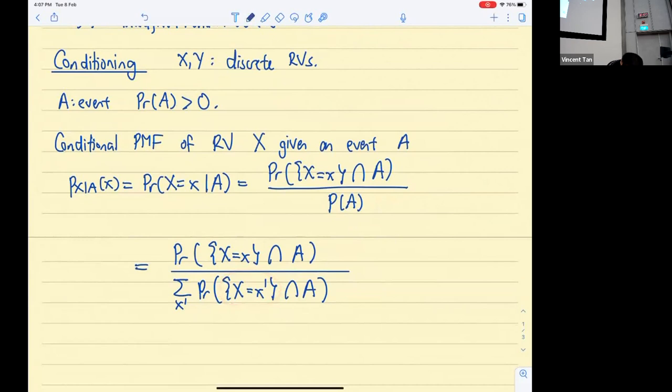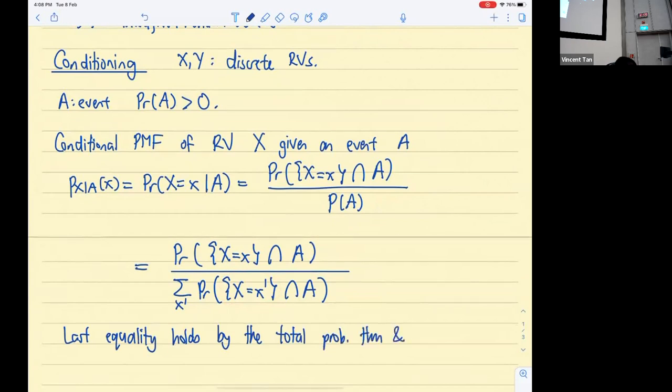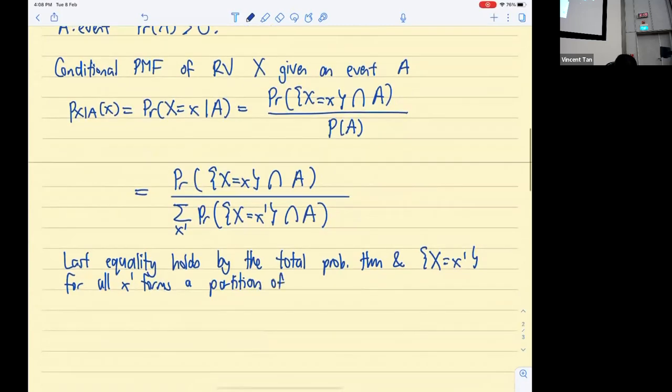So the last equality holds by the total probability theorem, as it is called in this book, and the fact that X equals x prime, over all x prime, forms a partition of the sample space. I already mentioned what a partition of the sample space omega is.